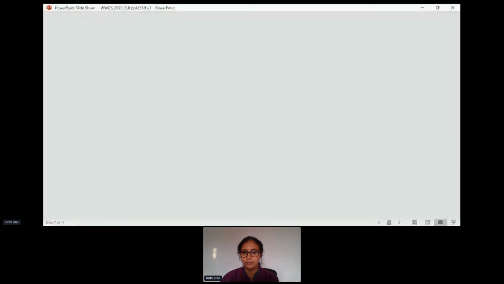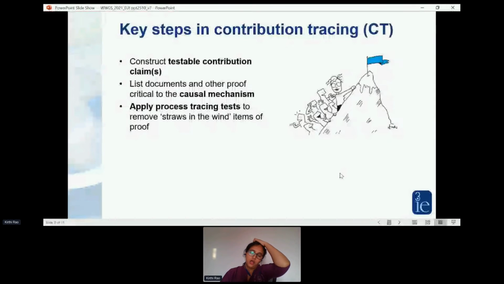So how do we apply contribution tracing? The first step, once we have the tip-off about potential use of evidence, is to clearly lay out the precise contribution that has been claimed and the actors who are involved. So the claim statement, or the contribution claim, should be clear about what has happened and who the actors involved are and how. So the statement should basically comprise the causal mechanism in a nutshell.